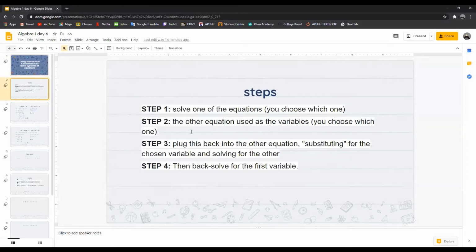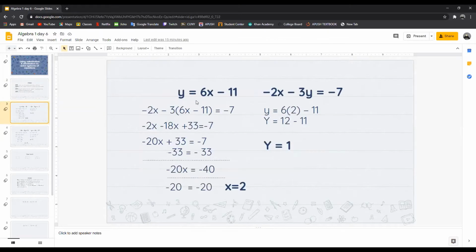The steps are to solve one of the equations. You can choose whichever equation you want, and then you use the other equation and solve for a variable. You can choose which one as well. Plug this back into the other equation, which is why it's called substituting, for the chosen variable and solve for the other, and then back solve for the first variable. So I already pre-wrote everything for our first example, but I'm going to go over how I got my x and y.